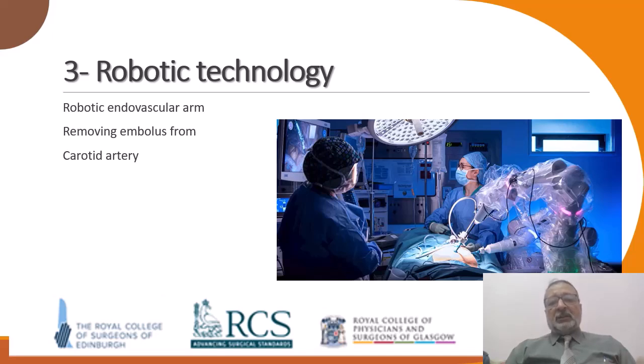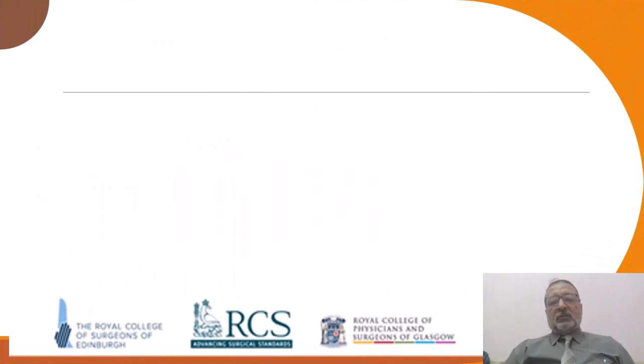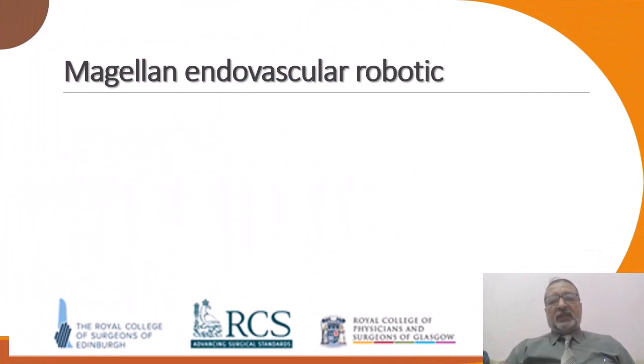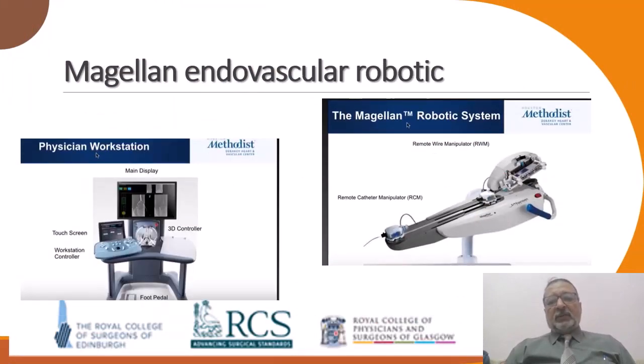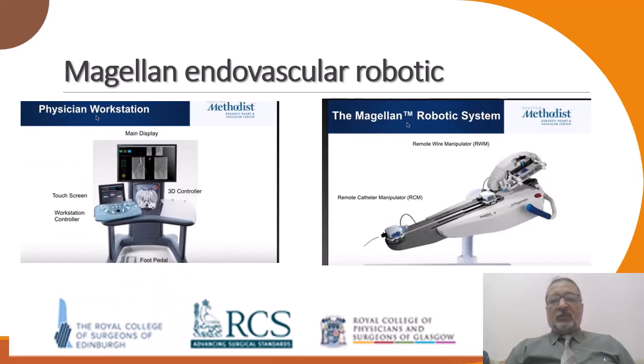And you can see that with this robotic arm, you have multiple facilities. Magellan endovascular robotic arm is one of the best. Here is the place where you sit down and you manipulate the endovascular arm. And here is the endovascular arm which is touching the patient.